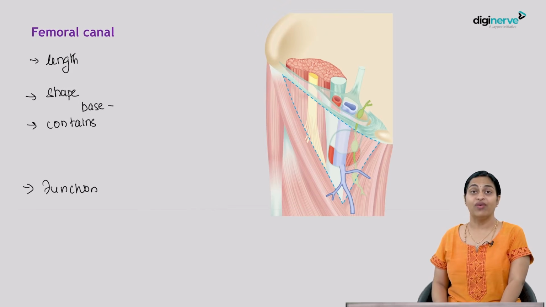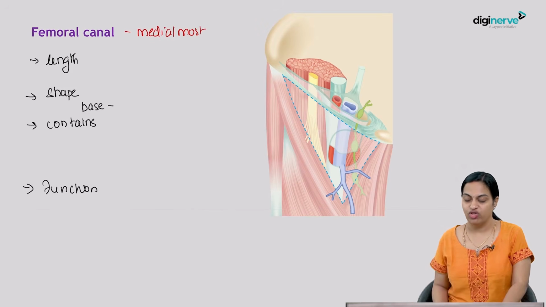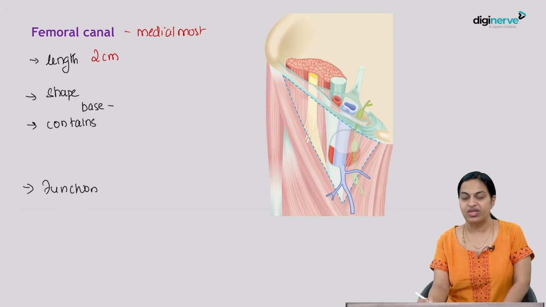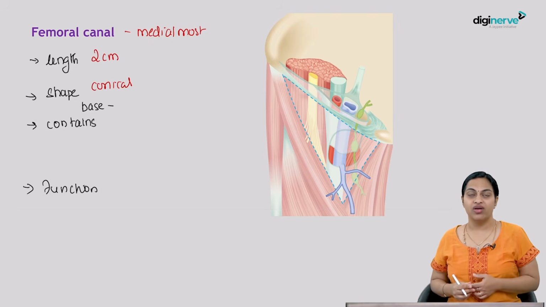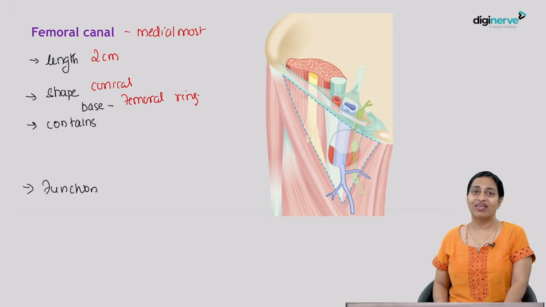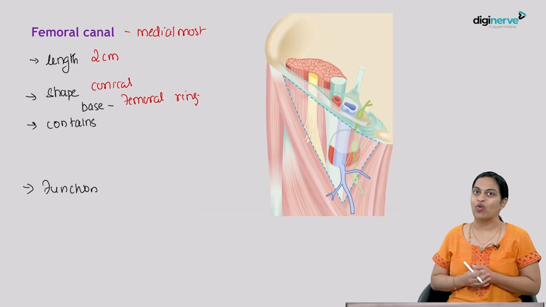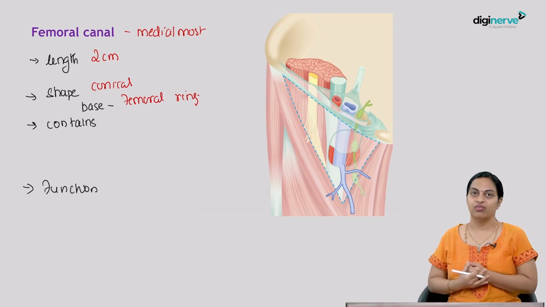Now let us move on to the femoral canal. That is the medialmost compartment, right, of the femoral sheath. It measures 2 centimeters in length. It is conical and the base of the cone is pointed upwards. It forms the femoral ring through which the abdominal contents can enter, producing the femoral hernia. So this femoral ring is the communication between the abdominal cavity and the thigh.